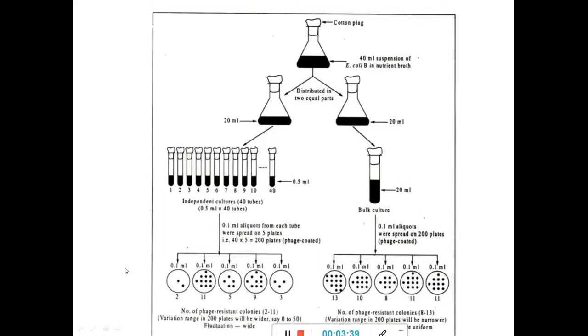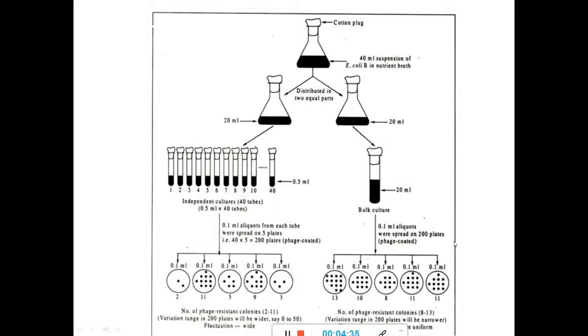So in different plates which he analyzed here, he got different numbers of phage resistant E. coli cells. Whereas if you consider the bulk culture, from the bulk culture he also checked 200 plates, and 0.1 ml aliquots were spread onto the phage coated plates, and he found 13, 10, 8, 11, 11. But when you compare all these 200 plates, there was not much difference; they were comparatively similar. But among the separate cultures there was a high fluctuation, and as a result this experiment was also known as the fluctuation test.